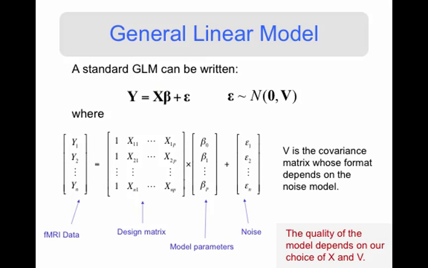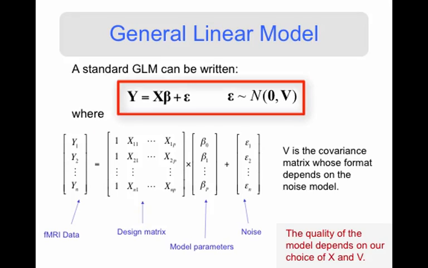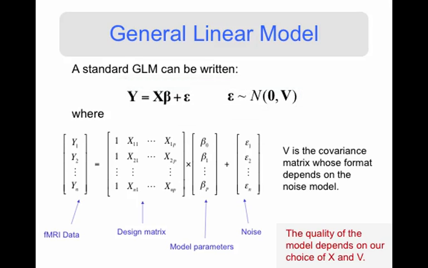So recall that the general linear model can be written in the following format. We have y is equal to x beta plus epsilon, where epsilon is normally distributed with a mean 0 and a variance covariance matrix V. Now, y is the fMRI data from a single voxel, strung out from n different scans. X is the design matrix, which is user-defined. Beta are the model parameters, which are the weights of the columns of the design matrix. And epsilon is equal to noise.